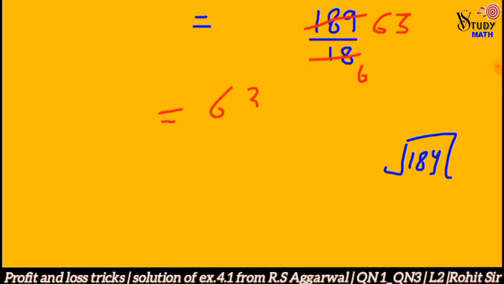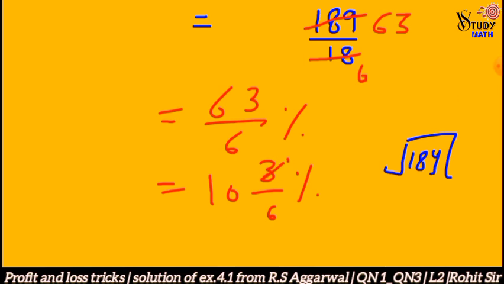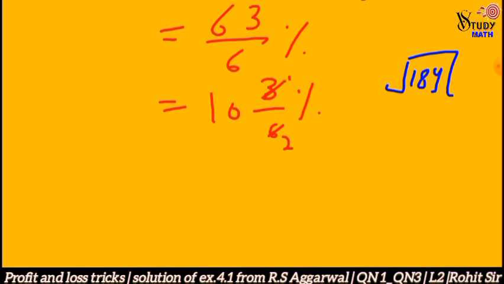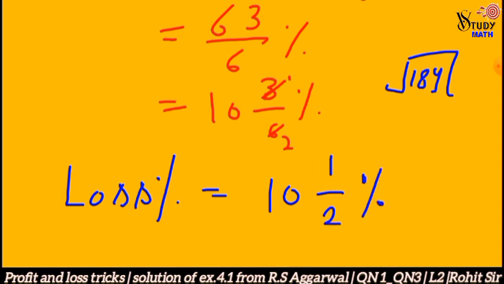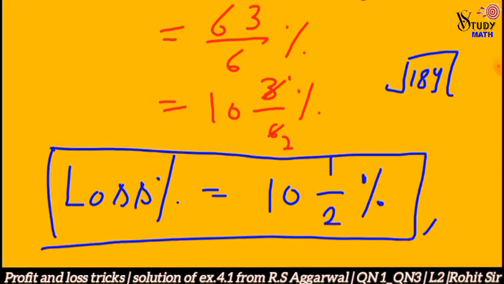Now convert this into a mixed fraction. 10 by 3 by 6%, and now 3 1s are 3, 3 2s are 6. So the final answer, the final loss percent, is 10 and 1 by 2%. This is the formula of this question. Now move to the next question.